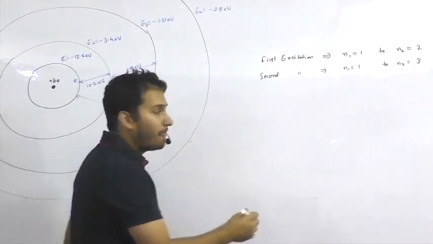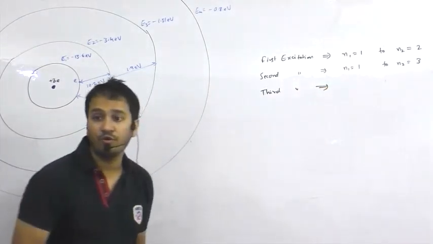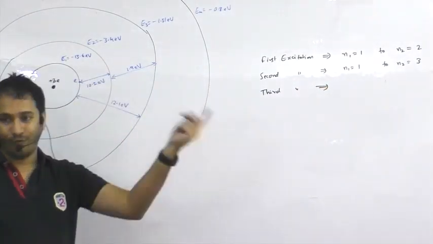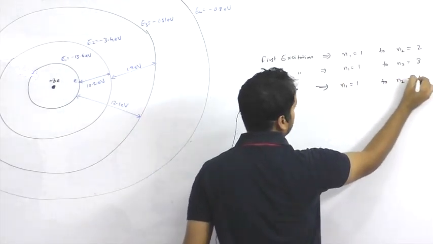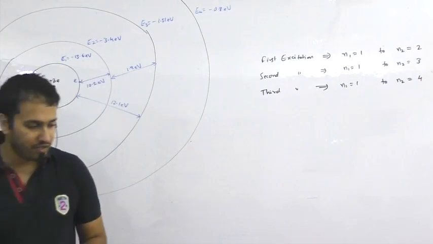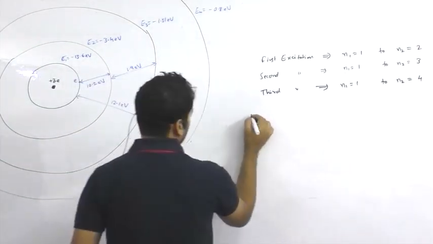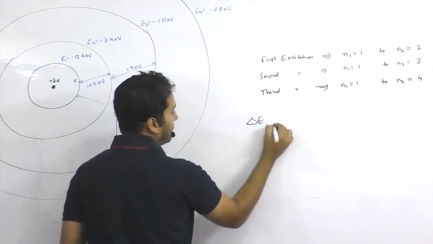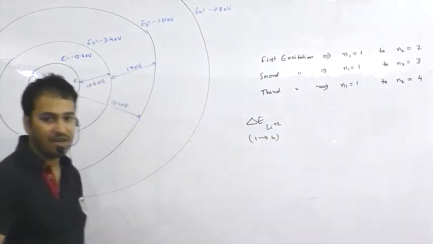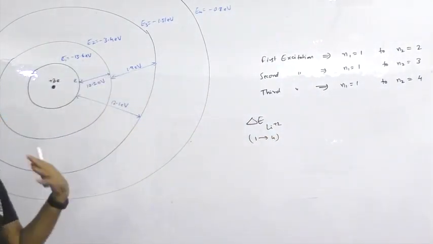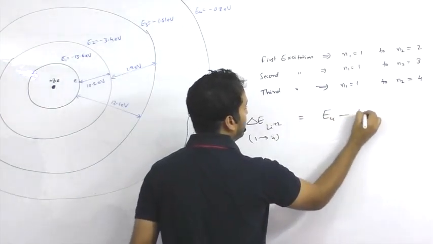So in the same way, the third excitation will correspond to what transition? 1 to 4. So if the question is asking you for the third excitation energy for lithium plus 2, the energy required in lithium plus 2 to take the electron from 1 to 4, this will be how much? E4 minus E1.